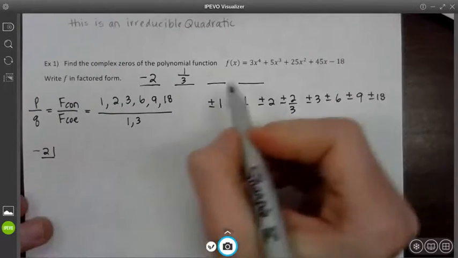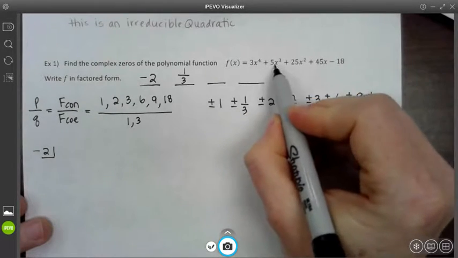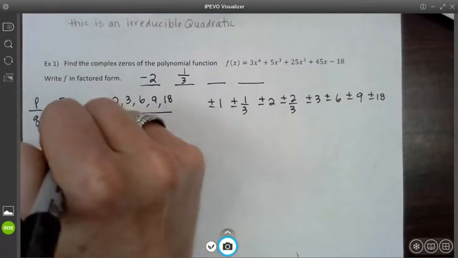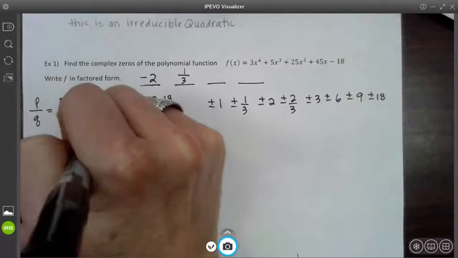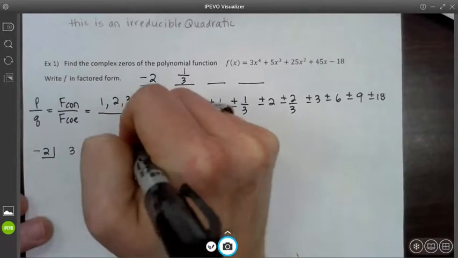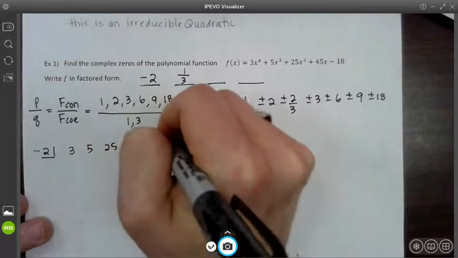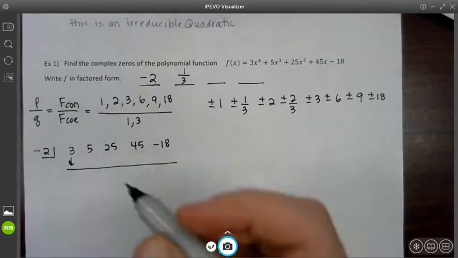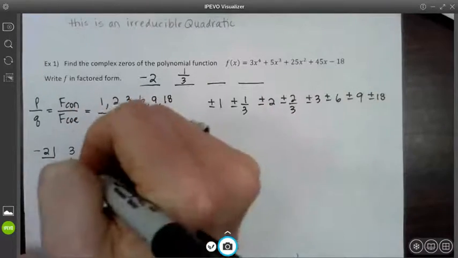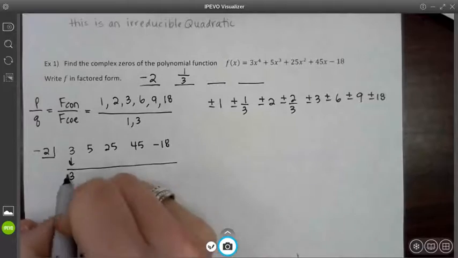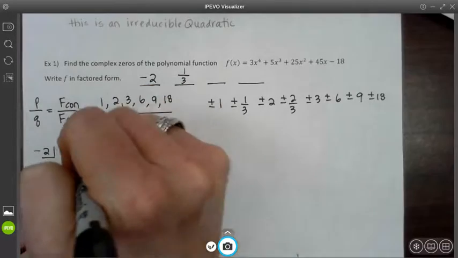All right, so here we go, -2. I have x to the fourth, x to the third, x squared, just x, just a number. I don't have to fill in any zeros. So my coefficients will be 3, 5, 25, 45, and -18. Now I have to get a remainder of 0 because we've already seen on the graph that it crosses at -2. So this is a 0, which would create a factor, so it should divide evenly and I should get a remainder of 0. 3 times -2 is -6.